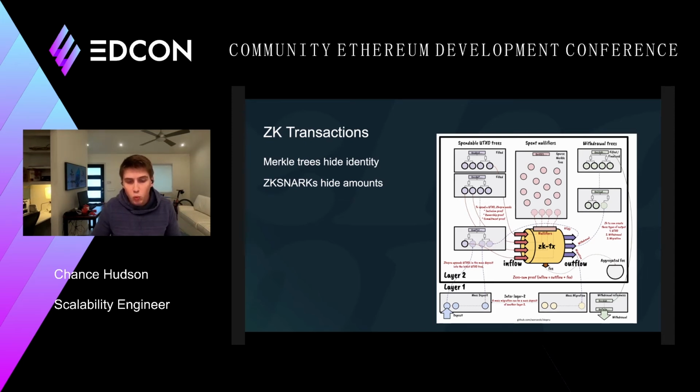And it does so without revealing the amounts that have actually been spent, which is why it's a zero knowledge proof. So the first part, the UTXO trees, validate that the nodes exist and the ownership of the nodes. And the second part, the ZK snarks, validate that the amounts being spent are valid and hide the amounts being spent.